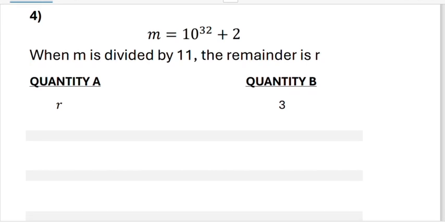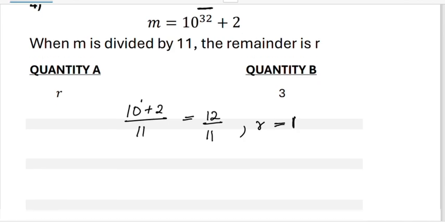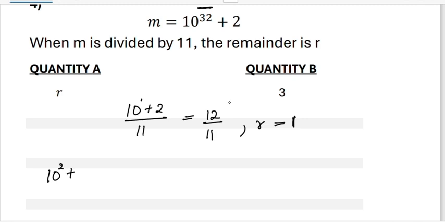But what we can do, instead of trying to solve the entire thing, is to change different values before it gets to 32 to see if we can get a repeated pattern. So what do I mean? Let's see what happens when we say 10 to the power of 1 plus 2 divided by 11. This will simply give us 12 divided by 11. See that the remainder here is going to be 1. So let's try 10 to the power of 2 plus 2 divided by 11. This is 102 divided by 11, which is 9 remainder 3. The remainder here is going to be 3.